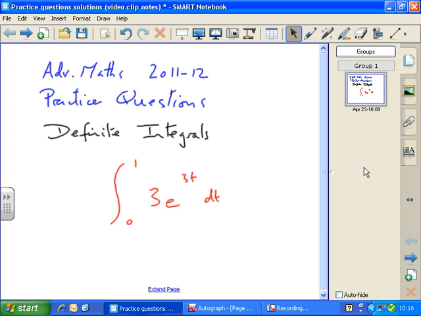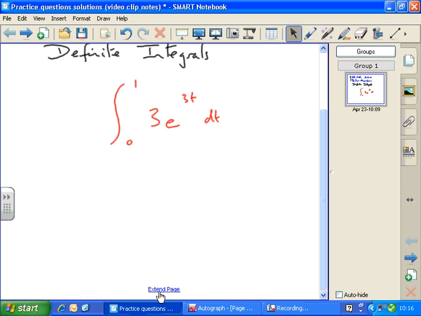Okay, this is the Advanced Maths 2011-12 Foundation Degree Exam practice questions. The first one is for the definite integrals. So we've got to evaluate the definite integral, sketch the curve and point out any limitations if we're using this function to model an engineering situation. So first step, evaluate the definite integral.